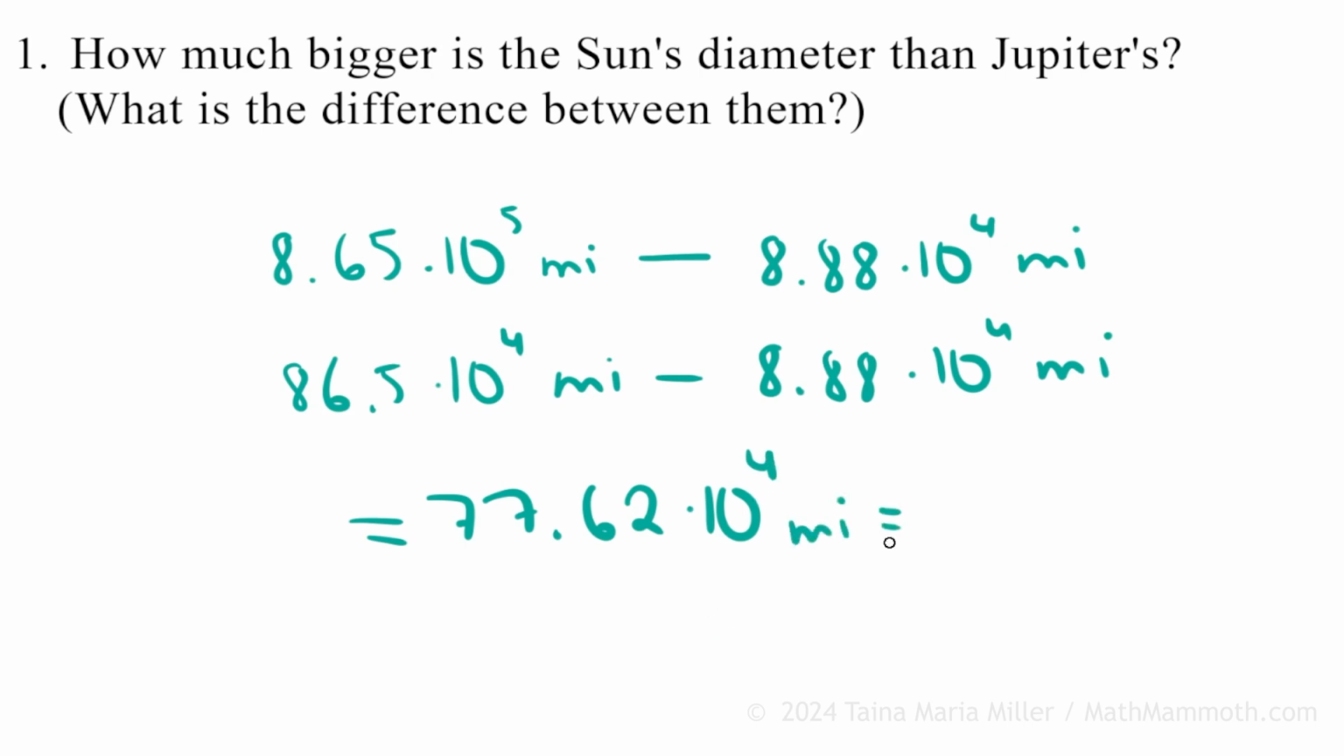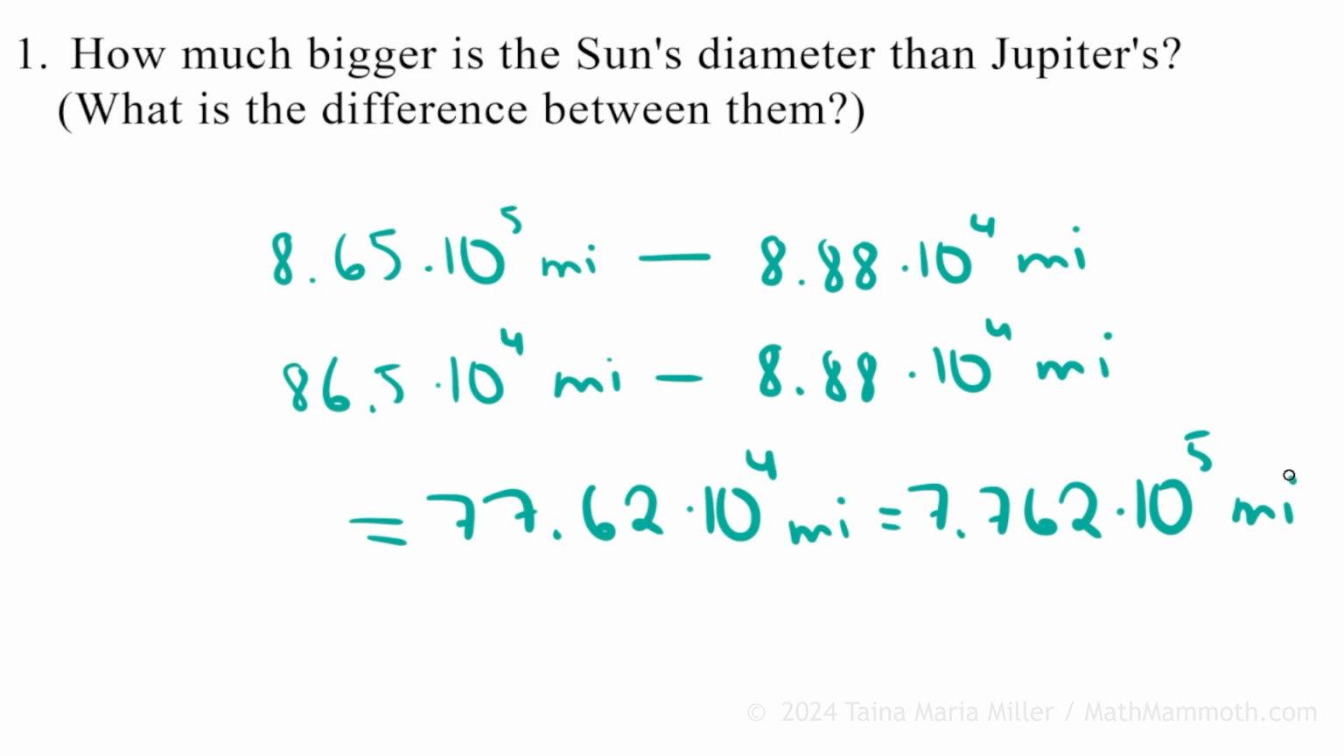We need to continue because this is not in the proper scientific notation. Plus we need to check the rounding. In proper scientific notation, we get 7.762 times 10 to the 5th miles. And now to round, when we are looking at addition and subtraction, we are not looking at significant digits, but instead we look at the number of decimal digits and choose the least accurate and go with that.